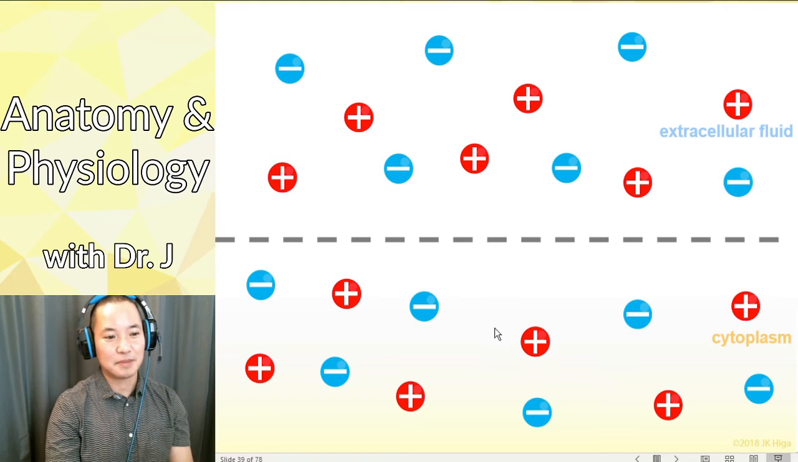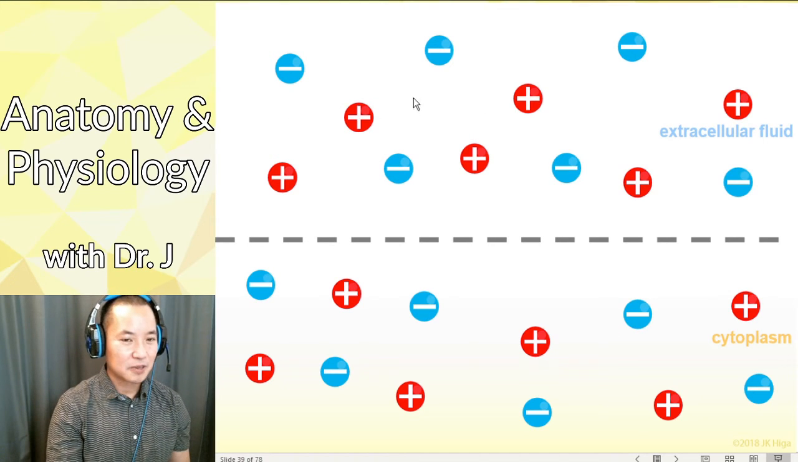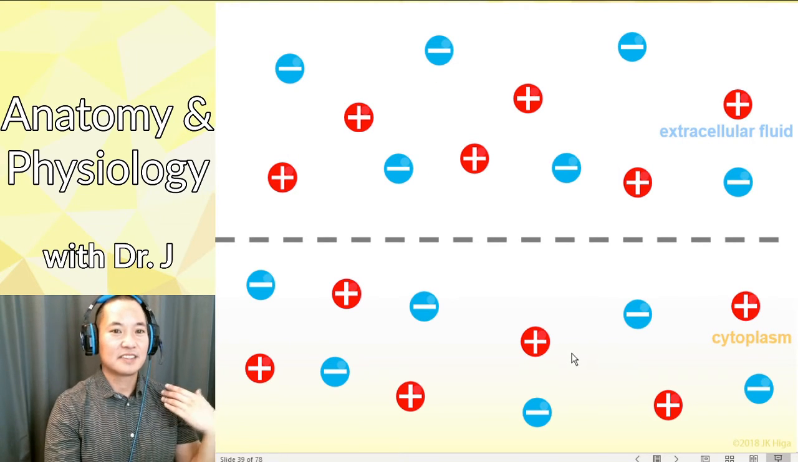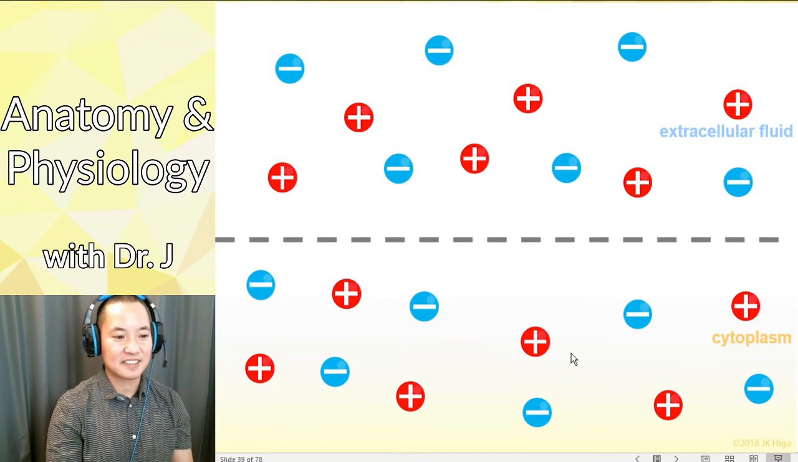Okay, so let's talk about polarization. I'll save you the trouble of counting. There's an equal amount of negative charges, 6 on this side in this example, and 6 on this side. And then 6 positive charges on this side, and 6 over here. Now, this is non-polarized. You have an equal distribution of positive and negative on both sides.